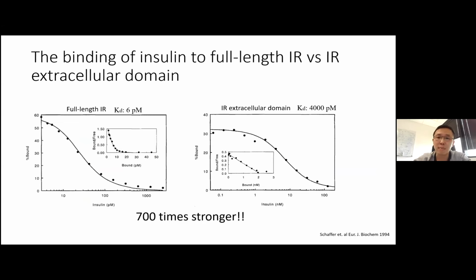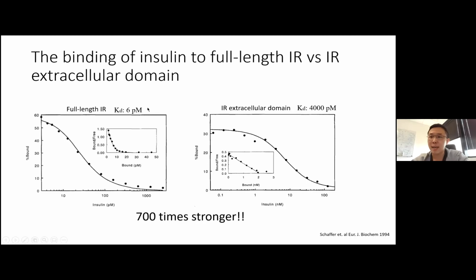That is because people have done the binding experiment. They show that insulin bound to the full-length receptor has a much stronger affinity as compared with binding to only the extracellular domain, and the difference in binding affinity is almost 1,000 times. Therefore, if you only use the truncated extracellular domain of the insulin receptor, it's unlikely you can capture the fully active state because the binding affinity is much, much weaker, right?